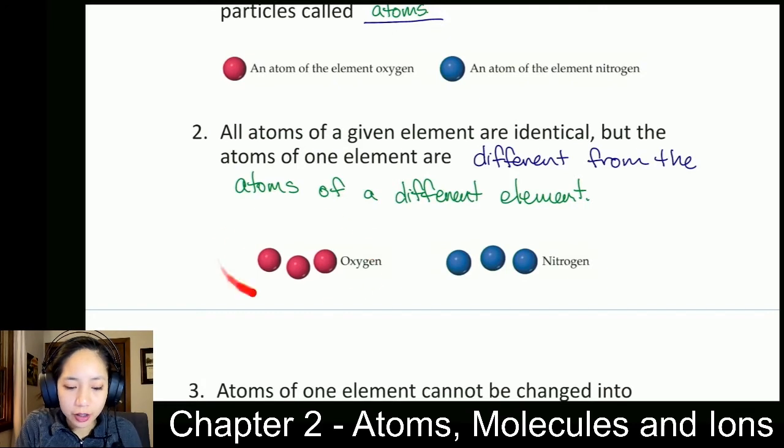I have a picture here. We have multiple atoms of oxygen. This element, all these atoms are identical. And then we have a different substance, a different element, nitrogen. All of those atoms are the same as one another, but an oxygen atom is different than a nitrogen atom.